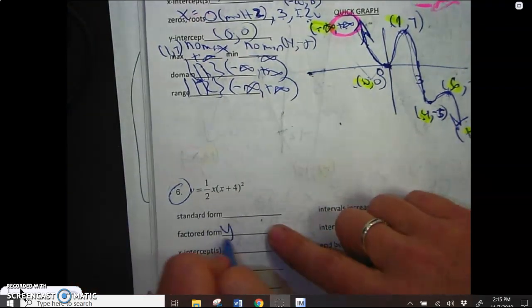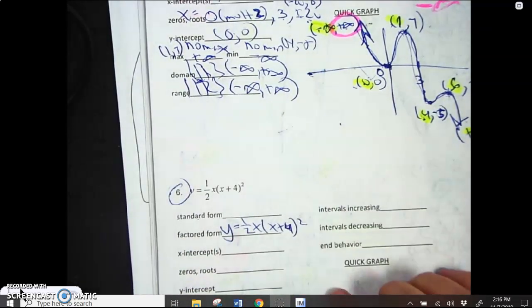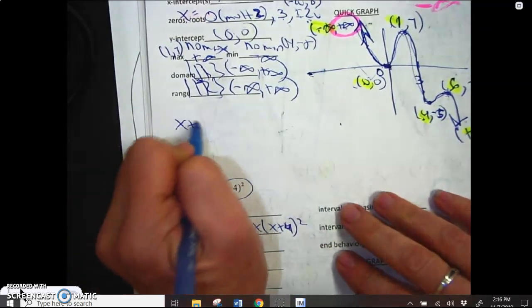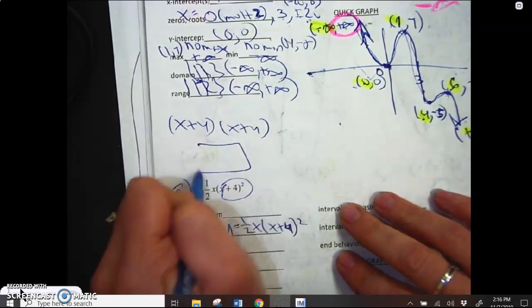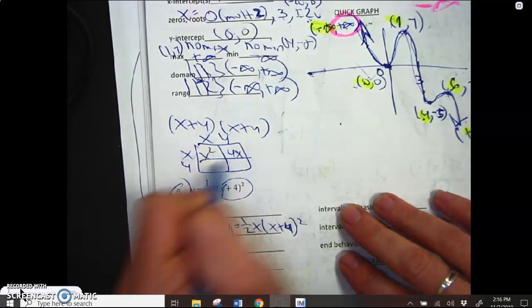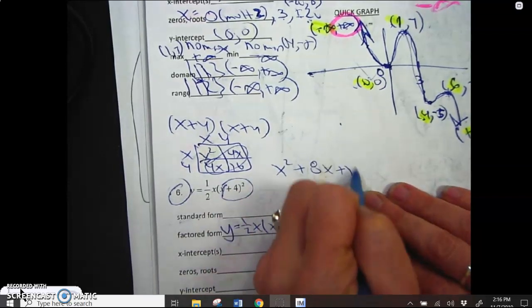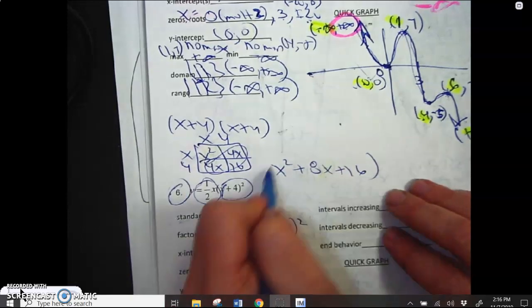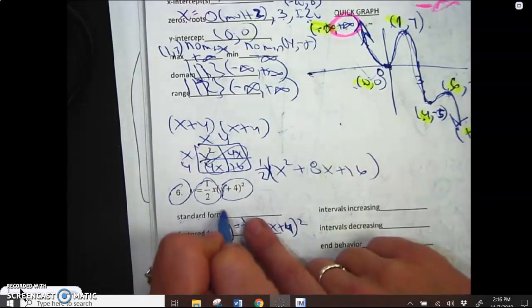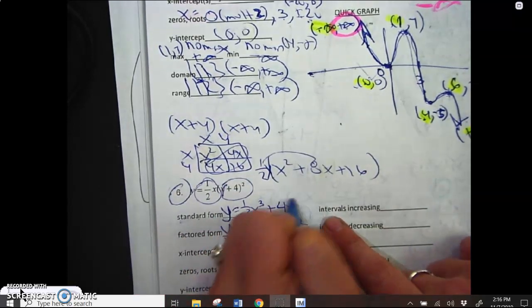All right, last one. This one is in factored form. Yay, I don't have to factor. But then what I'm going to have to do is box it out. So I'm going to take this, and I'm going to write it 2 times, and I'm going to box it out. x times x, x squared, 4x, 4x, 16. These are the same. x squared plus 8x plus 16. Then I multiply it times 1/2 x. So I get y equals 1/2 x cubed plus 4x squared plus 8x.